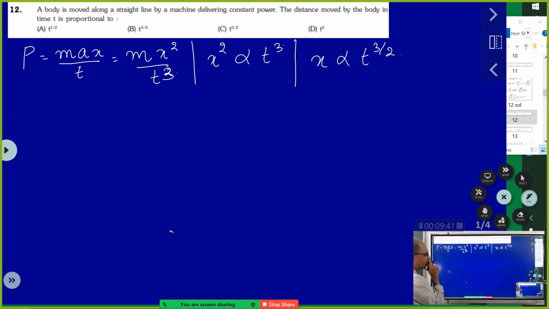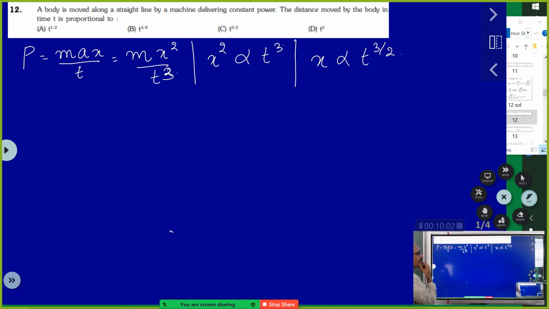Sir, to write A as X by T square, we need that the initial velocity should be 0. We need that initial coordinate. Even if we take the origin as the initial coordinate, we should want that the initial velocity at that point should be 0. Now they are saying it is a machine giving constant power, and in time t.